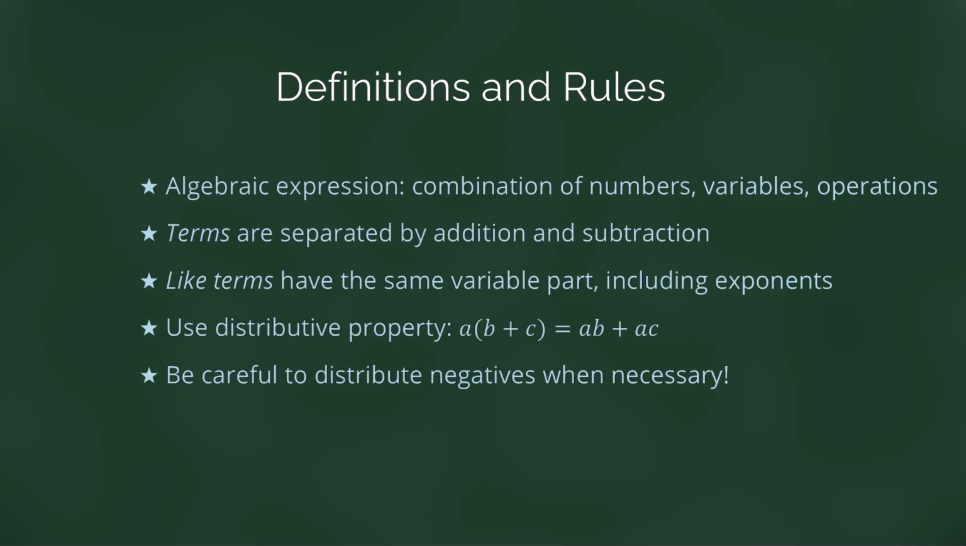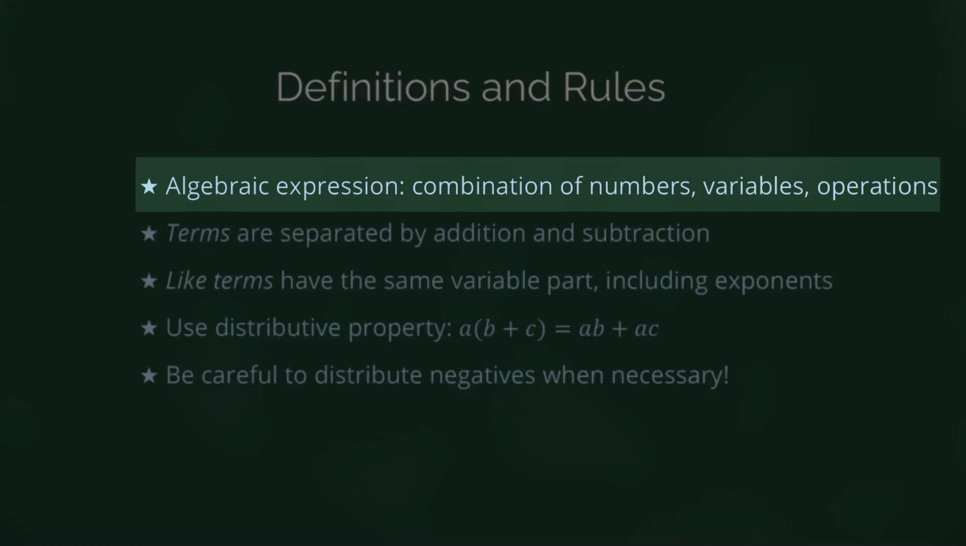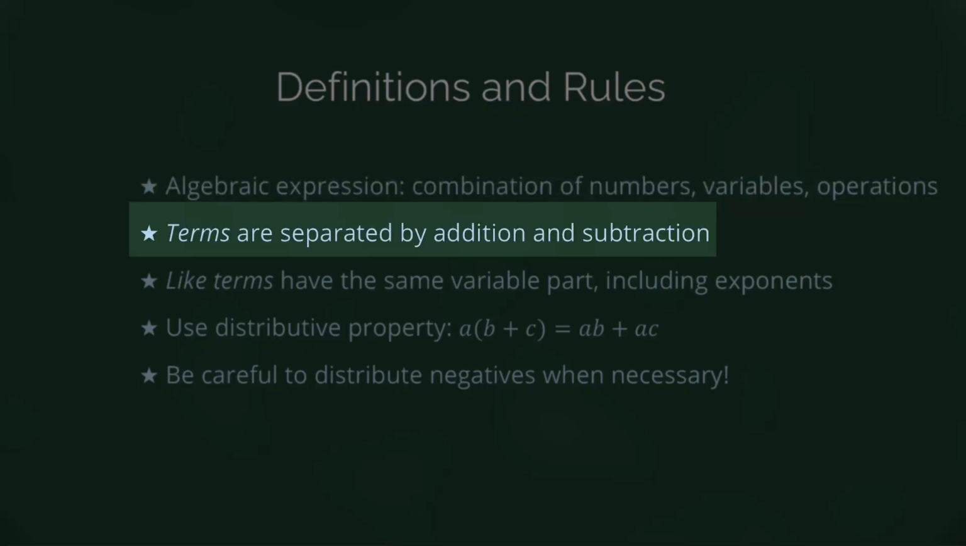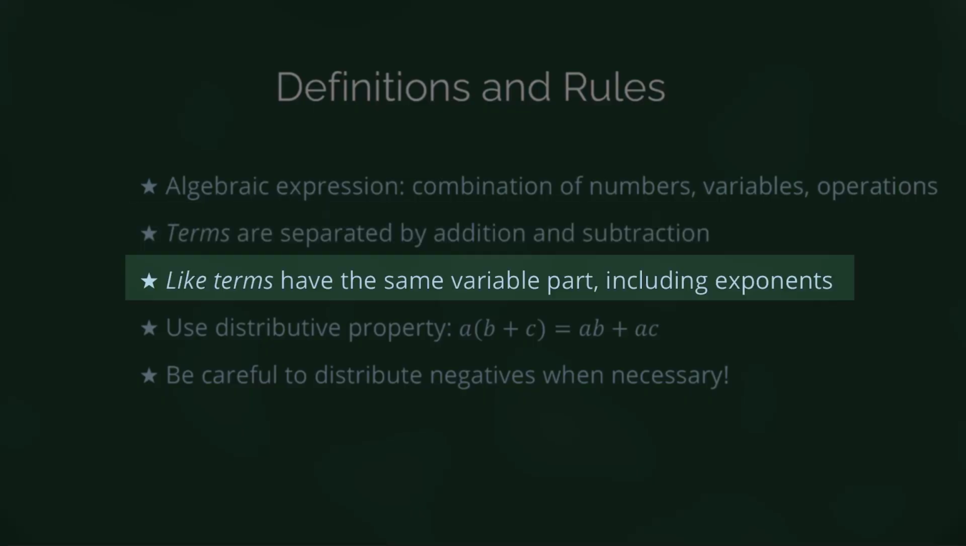Let's start with a few definitions and rules to understand the key ideas behind simplification. First of all, we're going to define an algebraic expression as some combination of numbers, variables, and operations. The terms of an algebraic expression are going to be the pieces that are separated by addition and subtraction. Like terms are going to have the same variable part, including the exponents. In other words, x squared is not like x cubed.